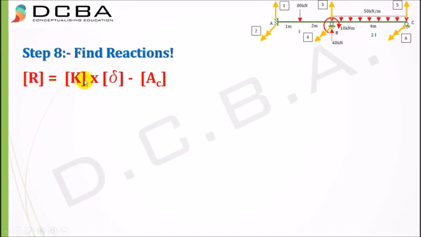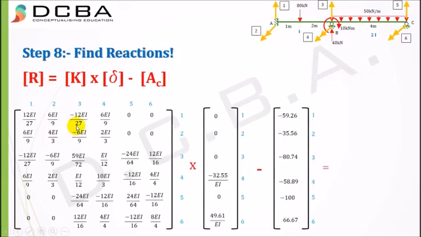R equal to K into delta minus AC. K is the total stiffness matrix, delta is the deflection or the displacement matrix, and AC is the combined load matrix. How did I get this particular equation? It is from the previous equation, that is K into delta equal to AC. I just brought AC to the left hand side, where it becomes minus, so K into delta minus AC equal to my reaction matrix, and we'll substitute them here.